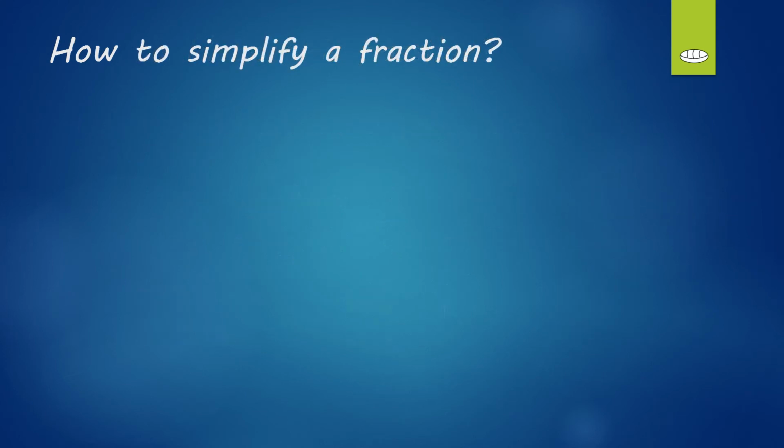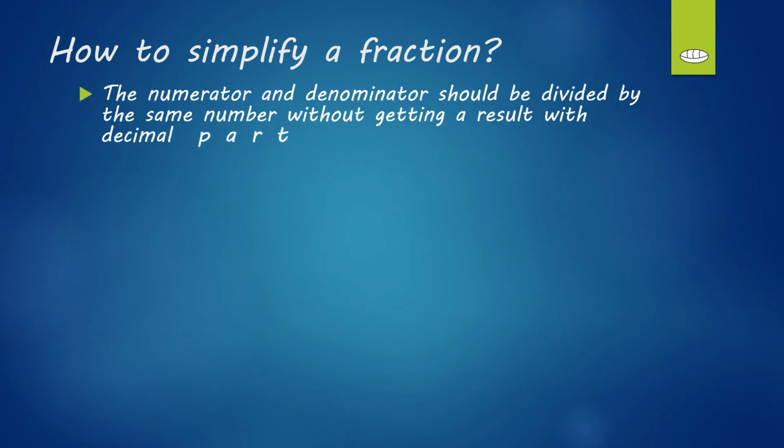How to simplify a fraction? The numerator and denominator should be divided by the same number without getting a result with a decimal part. Here we have this fraction, and we are going to try the first 4 prime numbers. Using the number 2 we get a new fraction.